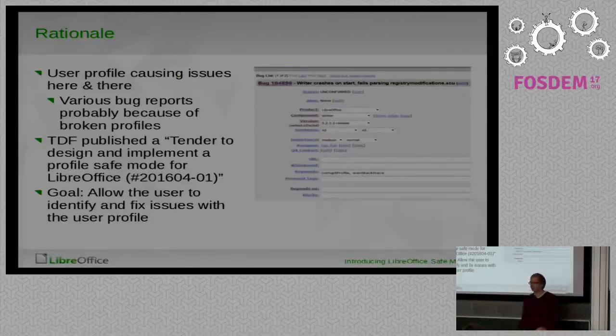Users were reporting problems that we couldn't reproduce, and often they were related to their user profile containing some broken settings. There is an example of a bug report: Writer crashes on startup because it fails to parse the registry modifications, which contain the settings the user changed. For users, the only solution often was to find the folder which contained the user profile and delete it. There was no real method to restore such a broken system.